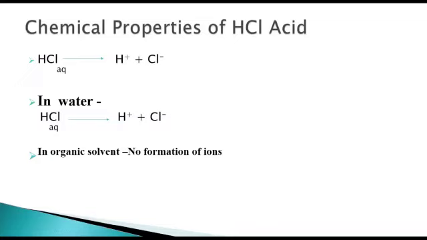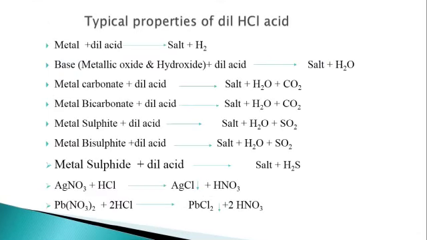Properties of HCl. Now, whenever HCl is dissolved in water, it forms hydronium ion or H+ ion along with Cl-. But in organic solvent, it does not form any ion. Now, let us study the typical properties of dilute acid.